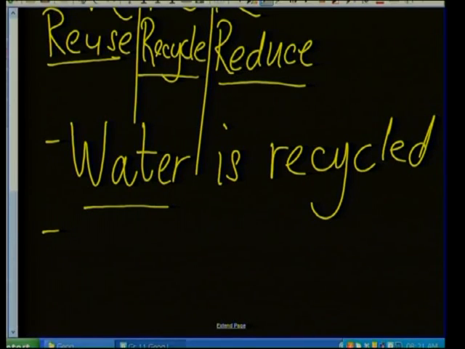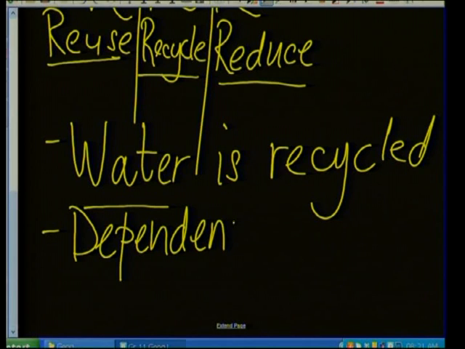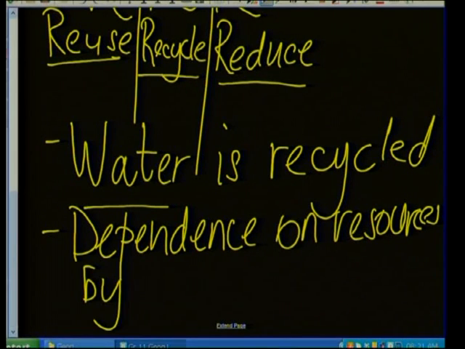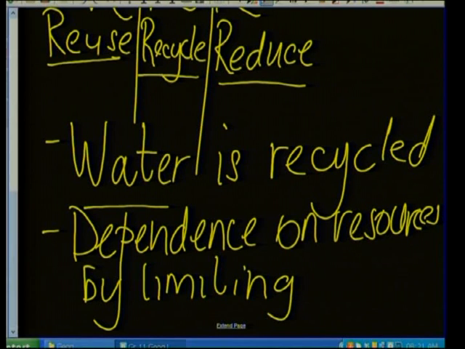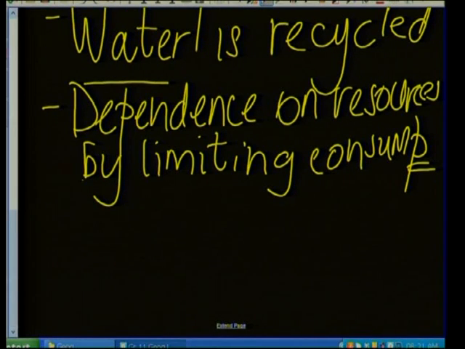Let's look at reduce. What can we reduce? We can reduce our dependence on resources by limiting consumption. What types of consumption? Our dependence on fuel. Presently, there is a large movement towards hybrid systems in cars. Our dependence on fossil fuels, and especially petroleum, is largely destroying our atmosphere, and therefore we must reduce and limit our consumption of these types of resources. Let's look at the next aspect.